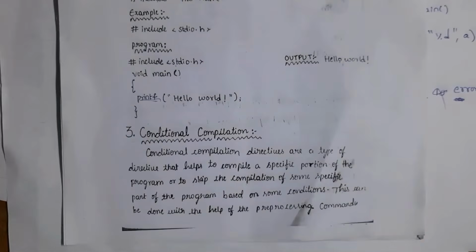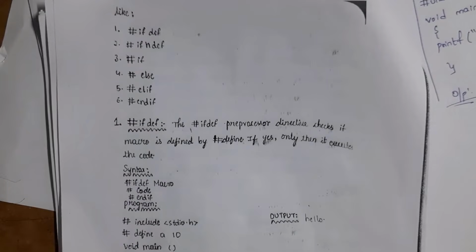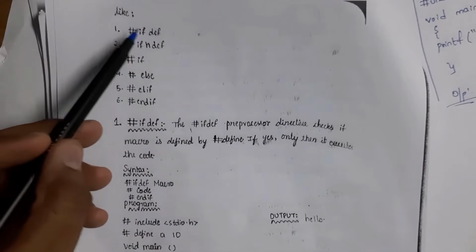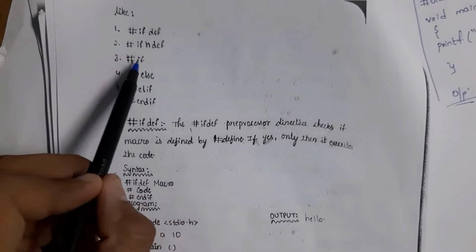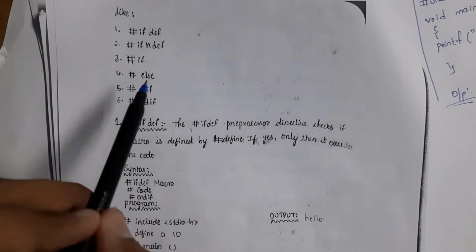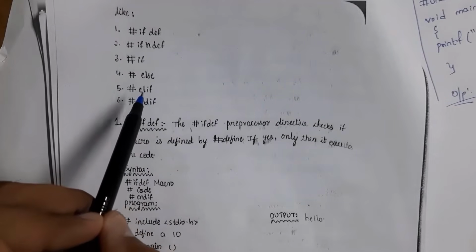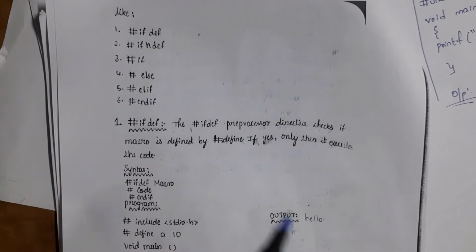And the next one is conditional compilation. For example, if you consider conditional statements like if else, how these conditional statements work, in the same way conditional compilation directives also work. That is, if you want to generate output based on a condition, then we need to use conditional compilation directives. These are the 6 types of conditional compilation directives. First one is #ifdef, and next one is #ifndef, that means if not defined. Third one is #if, fourth one is #else, fifth one is #elif. Elif stands for else if, and sixth one is #endif.